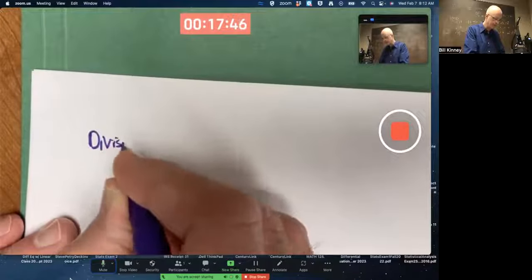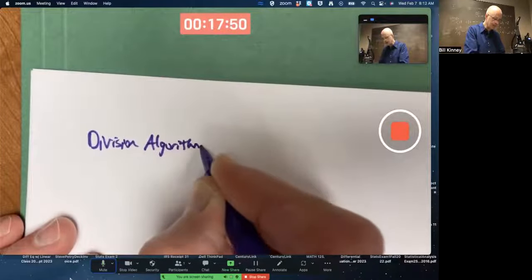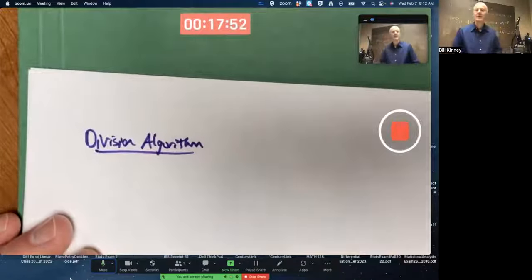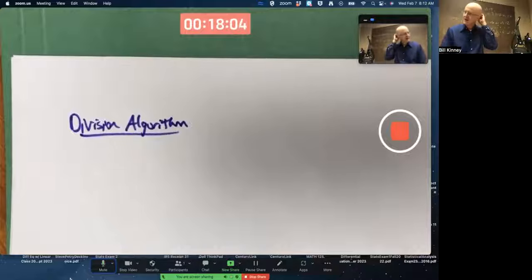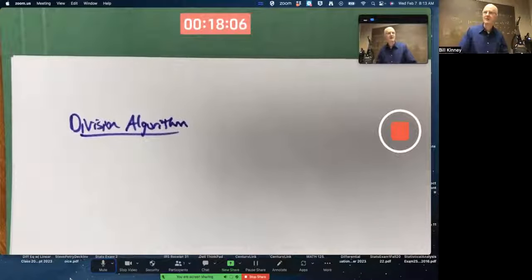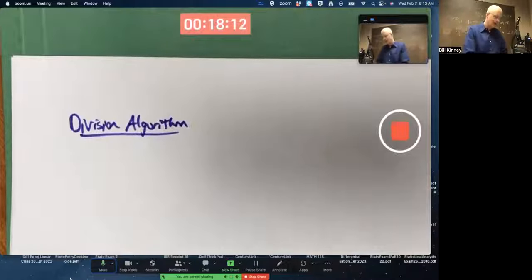So, division algorithm. It's kind of a funny name because it's not really an algorithm. You know, the word algorithm means essentially procedure, a procedure that stops to do a task. But the division algorithm is really a theorem. But the name has stuck for a couple thousand years. The division algorithm was known by the ancient Greeks over 2,000 years ago. What does it say?